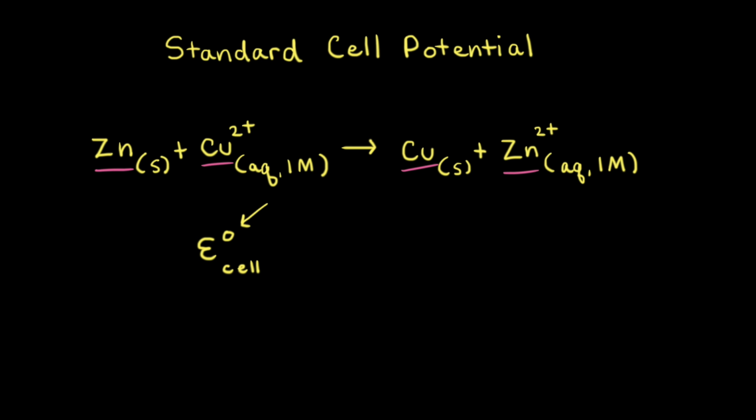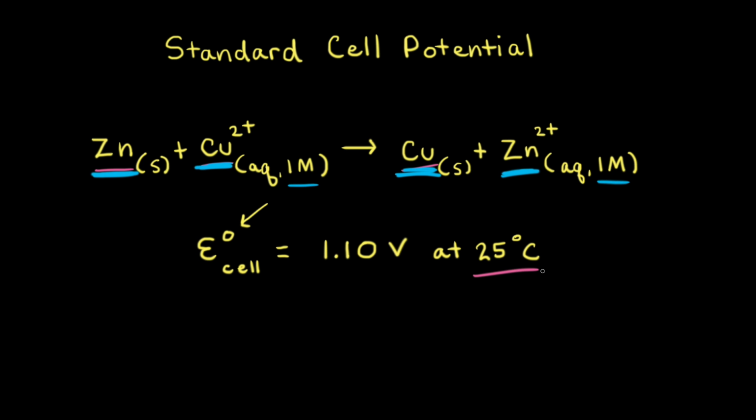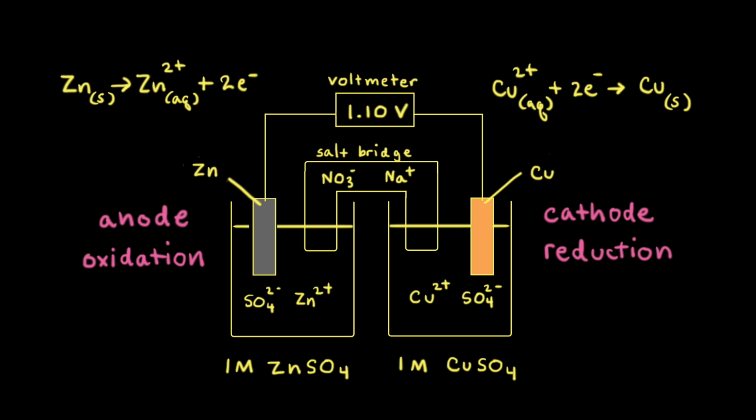For a solid, standard state refers to the pure solid under a pressure of 1 atmosphere. So we're talking about pure solid zinc and pure solid copper. And for a solution, standard state refers to a 1 molar concentration. So our concentration of copper 2 plus ions in solution is 1 molar, and so is our concentration of zinc 2 plus ions. And for this zinc-copper cell at 25 degrees Celsius, the standard cell potential is equal to positive 1.10 volts.